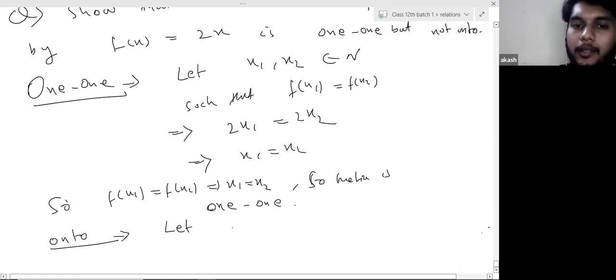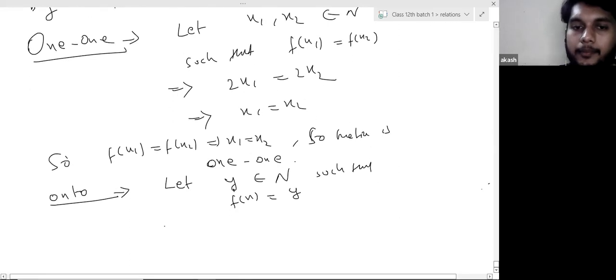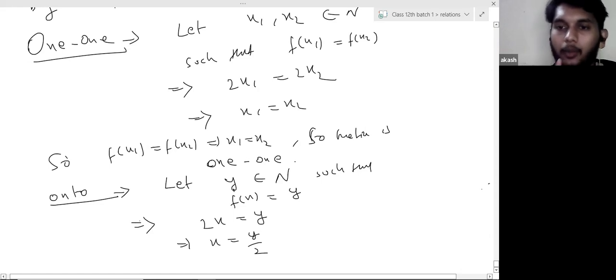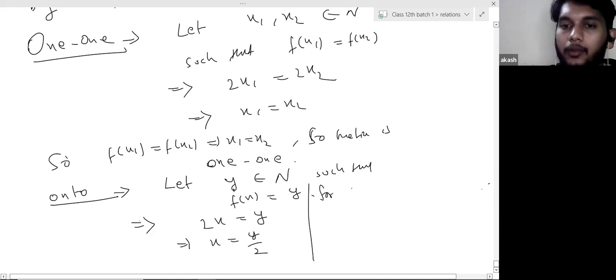Now onto. Let y belong to N, this is from N to N, right? So y belongs to N such that f of x equals y. This implies 2x equals y, so x is equal to y by 2. Now y is all natural numbers, so we can put any value of y here. So for y equals 1, 1 is a natural number, x is equal to 1 by 2, which is not a natural number.